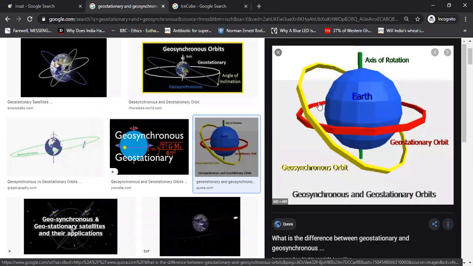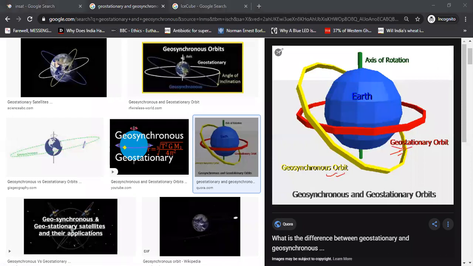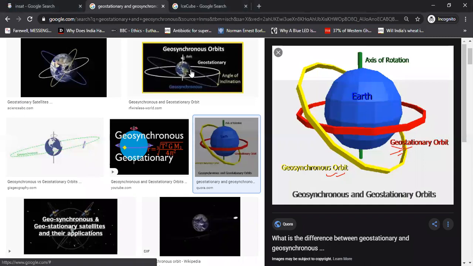But in geosynchronous orbit, even a geostationary orbit has a 24 hour orbiting period. But it will always be above the equator. But a geosynchronous orbit can be above the equator or not above the equator. If it is above the equator, it will be a geostationary orbit. If it is not above the equator, it will be a normal geosynchronous orbit. So hope this is clear to you now. And this is a very tricky question also, so we shouldn't get these things wrong.